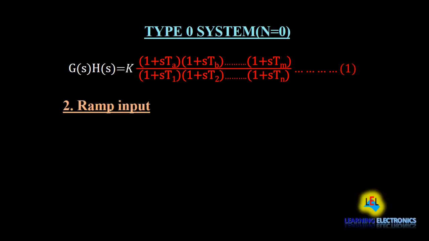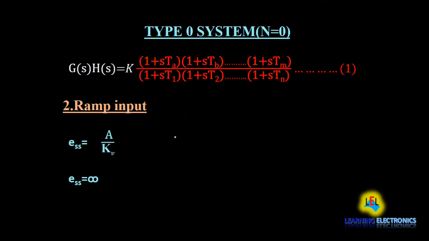Now second signal is ramp input signal. We are going to apply ramp input signal, then the velocity error coefficient Kv will control the error. Kv is equal to limit s tends to 0 s into G(s)H(s). Now we put this value of G(s)H(s) here, then we'll get Kv is equal to 0. And we know that the steady state error when ramp input is applied is equal to A upon Kv. When we put the value of Kv here, then steady state error will be infinite.